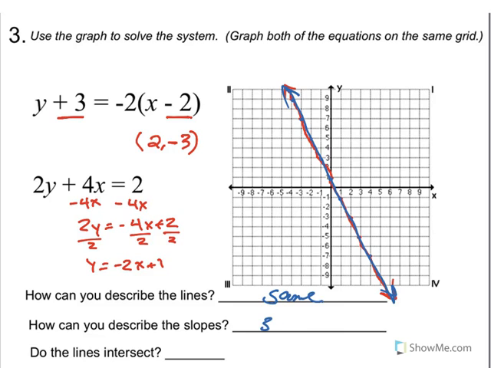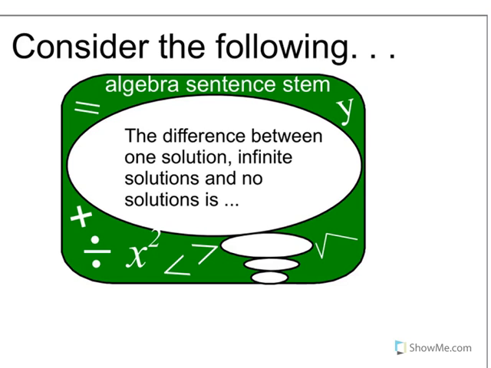The slopes are also the same, right? Same slope and same y-intercept. And so do these lines intersect? They do intersect, and they intersect everywhere. So yes, at all points. So this would be infinite solutions when it's the same line.